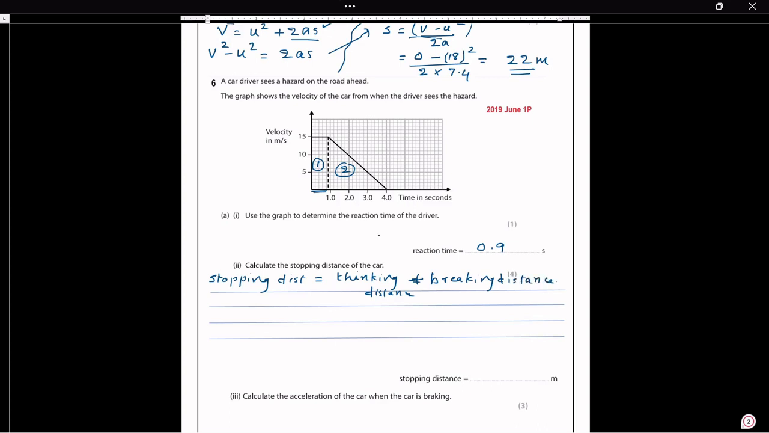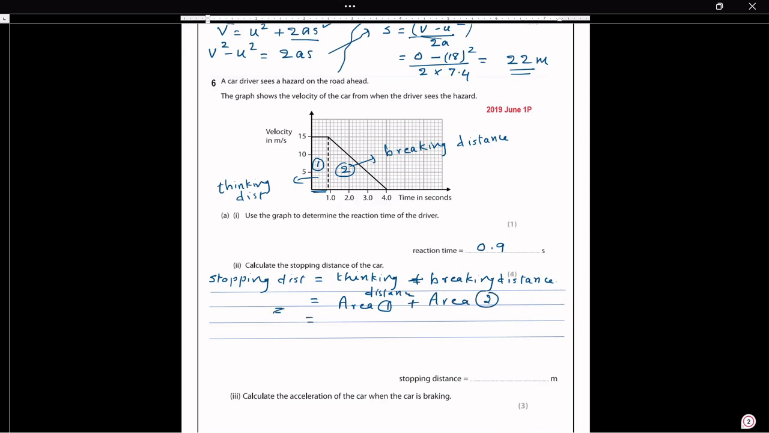Area 1 is the thinking distance. Area 2 will be the braking distance. So they are asking you to calculate the stopping distance, which is the sum of area 1 and area 2. I'm just writing this as area 1 plus area 2. Now let us see what is area 1.